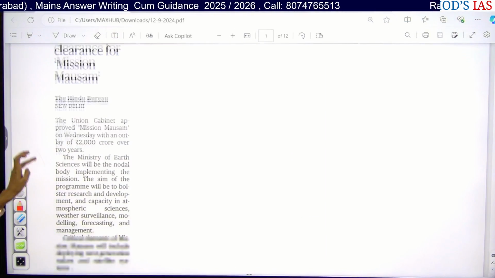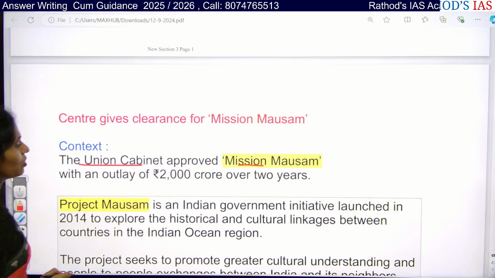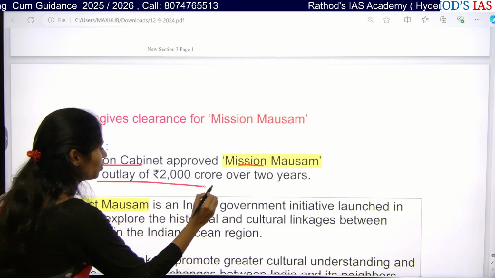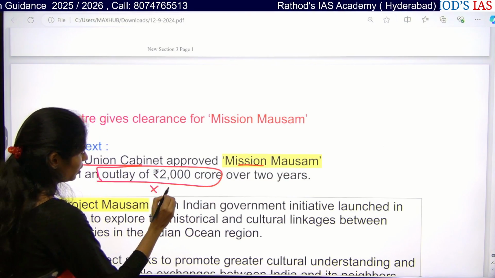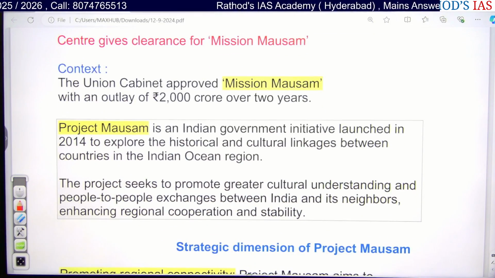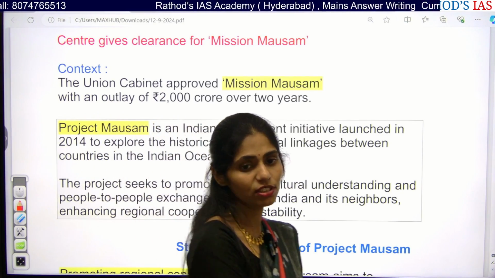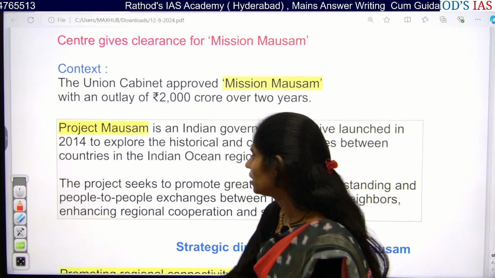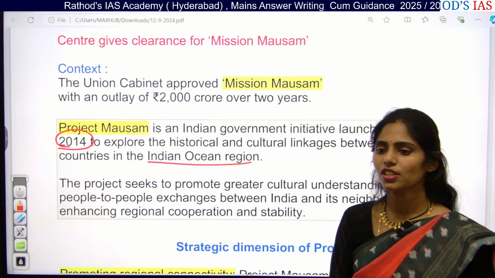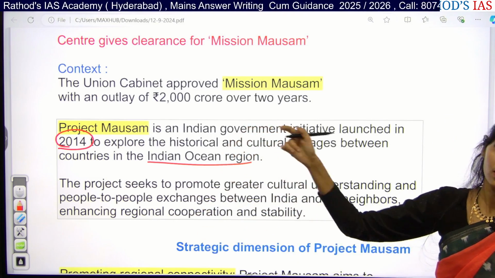Okay. So why is this in news? Because our Union Cabinet approved Mission Mausam for 2 years. The outlay is around 2,000 crore rupees, but you should not remember this number at all. There is no need of remembering the names or numbers. This project Mausam is our government initiative. We came up with it way back in 2014, and it is to connect the Indian Ocean region. The countries present in the Indian Ocean region, we are connecting them with this project Mausam.